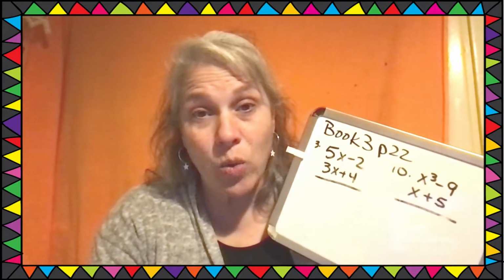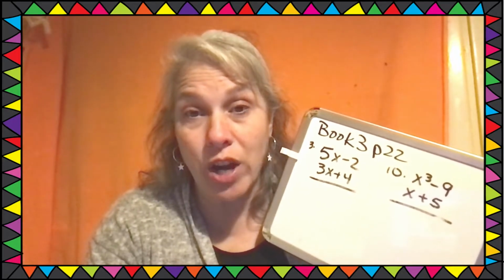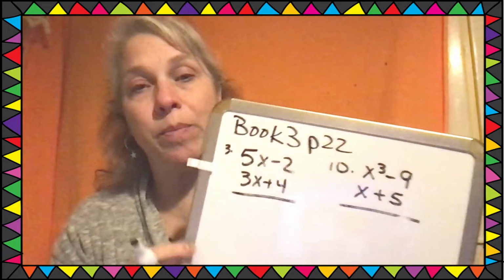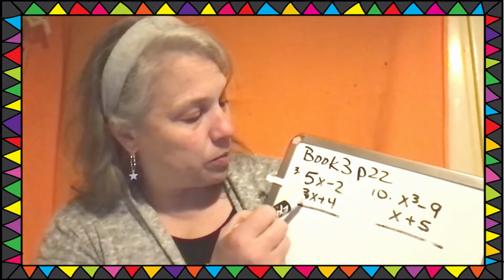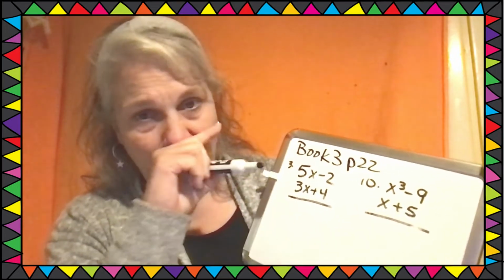Hello, today we are going to multiply binomials and trinomials, starting with book 3 on page 22. So here we go. First of all, we have two binomials here. We're going to multiply each term in the bottom by each term on the top.